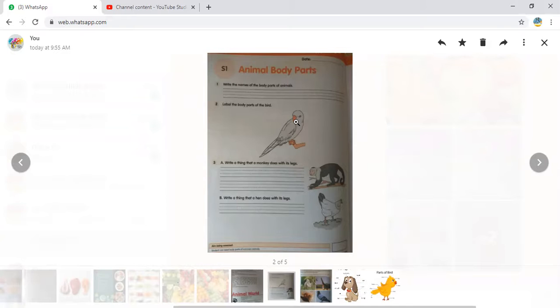Yes, children, you can see. First question. Write the names of the body parts of an animal. You can write the answer.